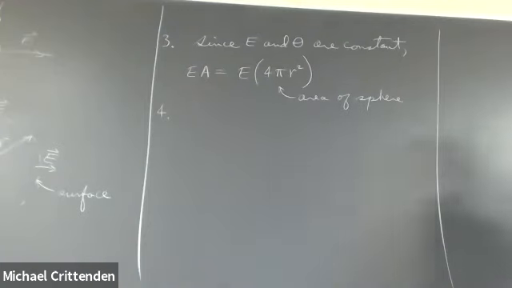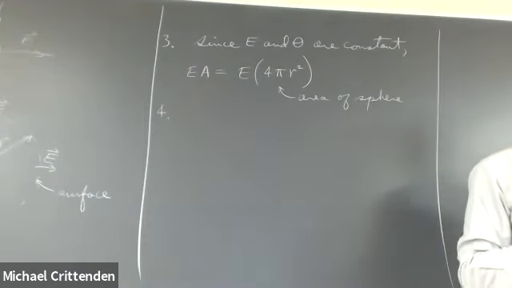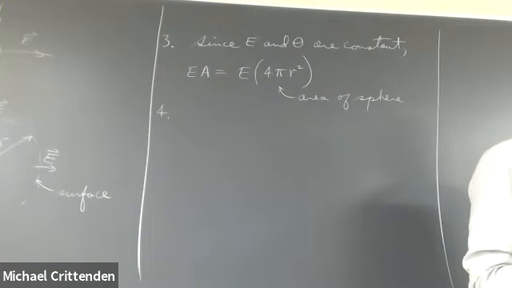Once you have an expression for the flux, stick that into Gauss's law. In other words, set the flux equal to Q over epsilon naught.